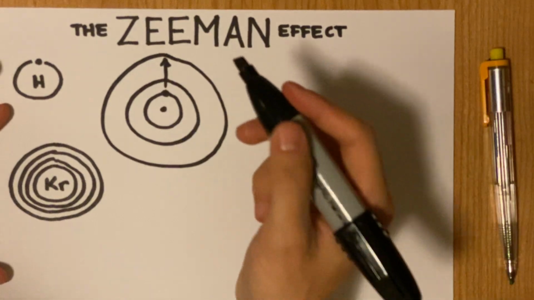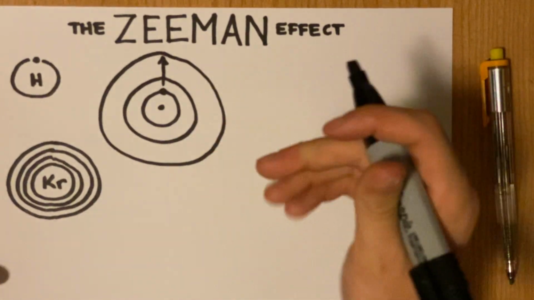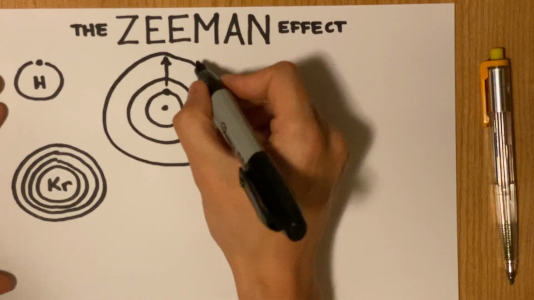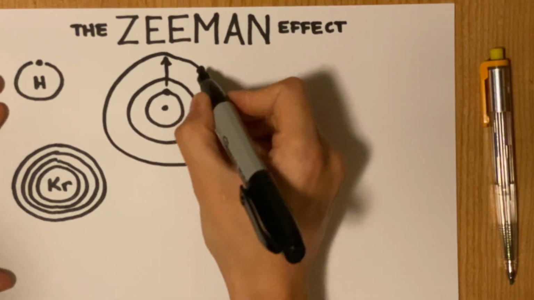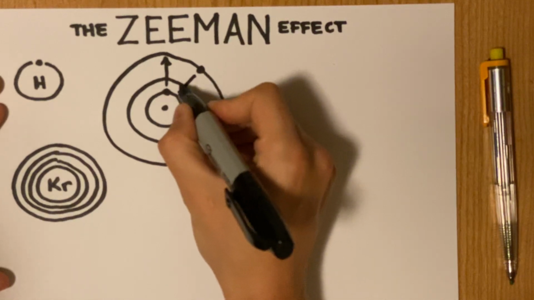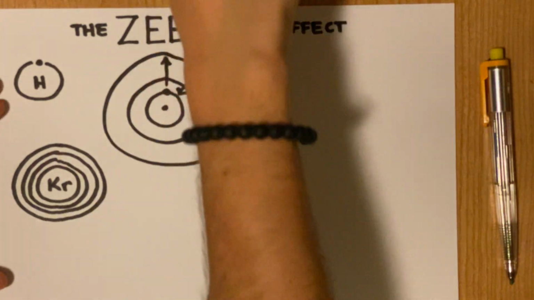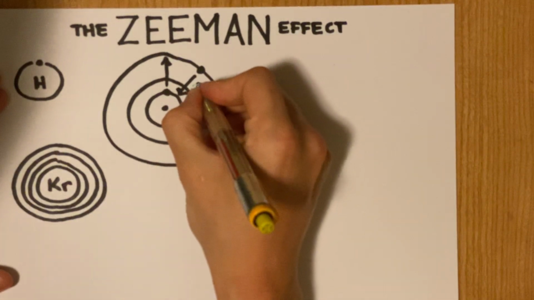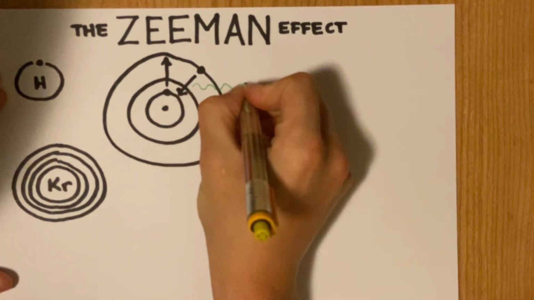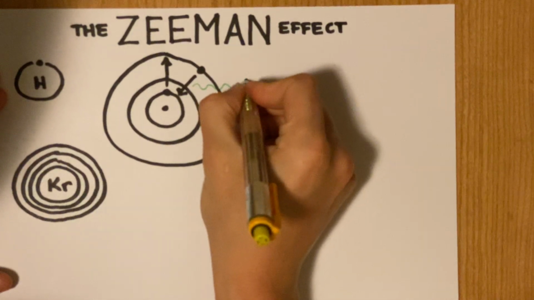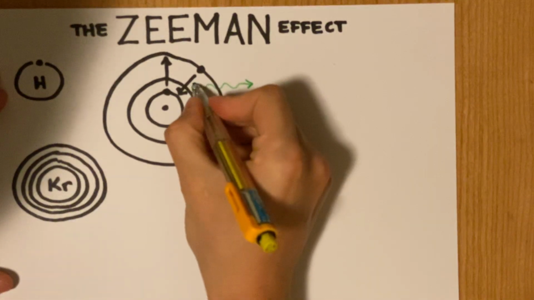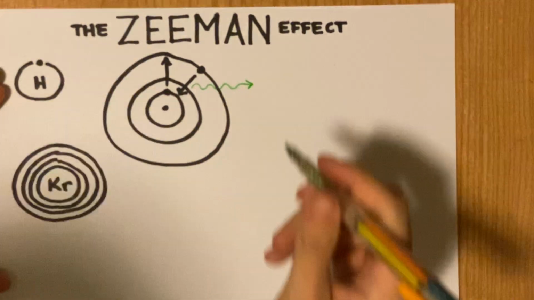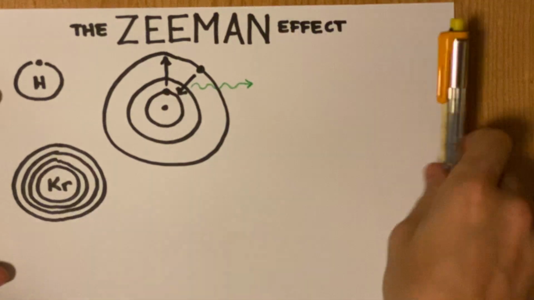Now this doesn't do much until the electron decides to come back down to its base energy level. So when the electron, let's say this one, goes from 3 to 1, it gives off energy. Now this energy comes off in the form of a photon. And this photon comes out at a specific amount. It's not random. It comes out at a specific wavelength, which correlates to actually a specific color.